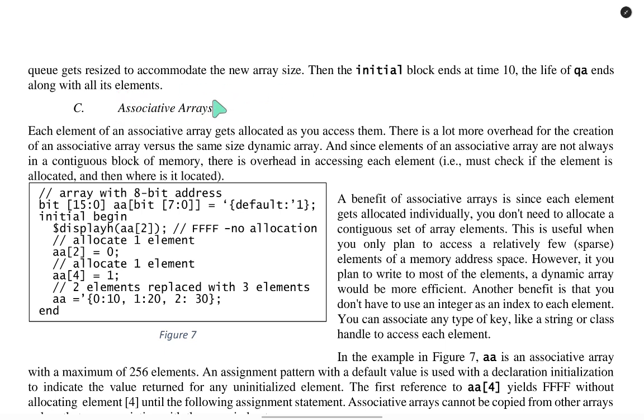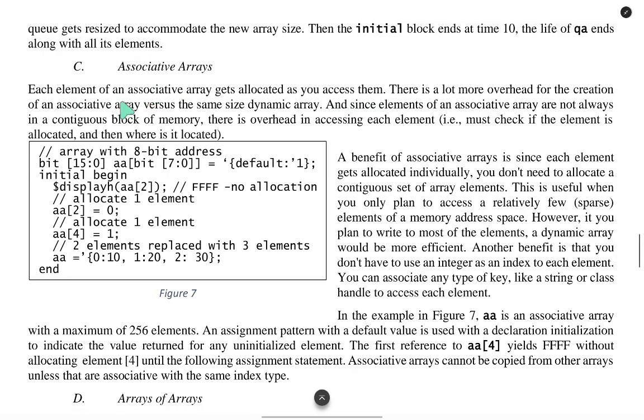C. Associative arrays. Each element of an associative array gets allocated as you access it. There is a lot more overhead for creation of an associative array versus the same size dynamic array. And since elements of an associative array are not always in a contiguous block of memory, there is overhead in accessing each element. That is, you must check if the element is allocated, and then where it is located.